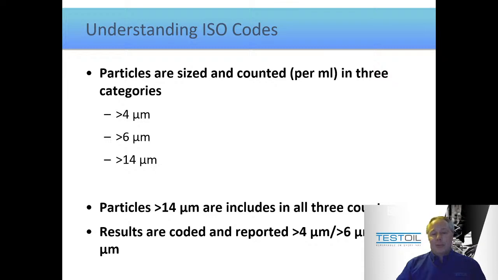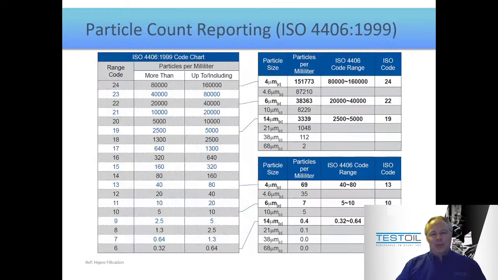But what is also reported is some type of code, and that code is in the format following the order of 4, 6, and 14 microns. But what most people are curious about is, how do we get these codes? So to help you with that, let me show you the ISO coding table. This table that you're going to see here on the left is a list of all the ISO codes and the ranges of particle counts that they have for each code. The 2 tables on the right-hand side are 2 different examples, and I will go through the top example. I don't think I need to go through the bottom example.